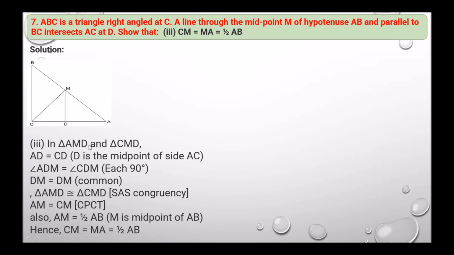So in triangles AMD and CMD, AD equals CD, as D is the midpoint of side AC. Angle ADM equals angle CDM, each 90 degrees. DM equals DM, the common line segment. So triangle AMD is congruent to triangle CMD by SAS congruency. So AM equals CM by CPCT. Also AM equals half AB, as M is the midpoint of AB. Hence CM equals MA equals half AB.